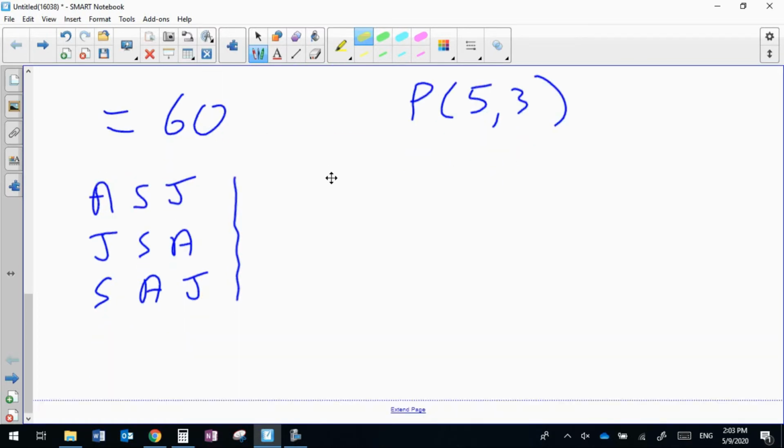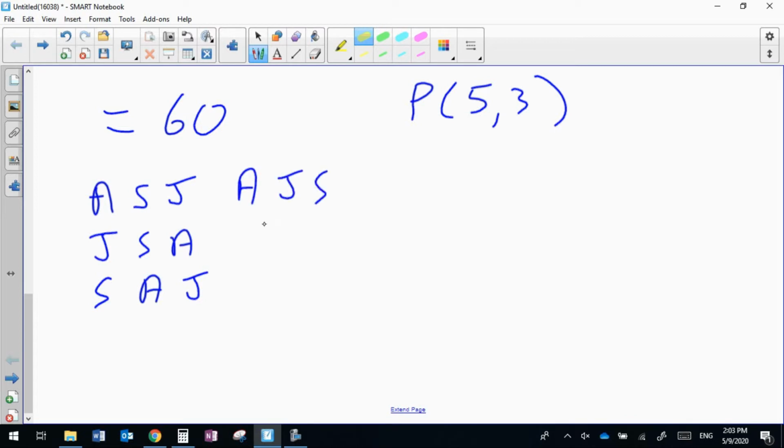In fact, it's not even that hard to write all the possible ways I could arrange A, S, and J. I've got 3 of them. Here's another one. There's another one. And finally, the last one. There are 6 different ways I can arrange the 3 people. So for that 60, I've actually created 6 times more groups than there actually are.